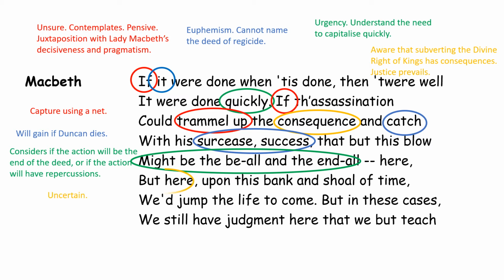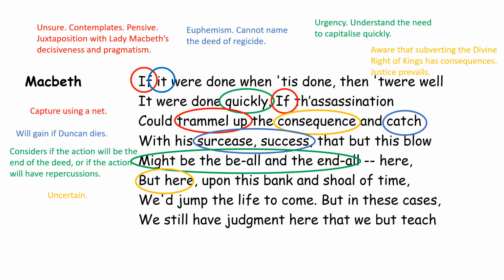And then he says, "but here, upon this bank and shoal of time," and this is where, again, he sounds uncertain. Look at the word but. It's used frequently throughout this soliloquy. It shows that he is not sure at all. He's in two minds. He's thinking, I can get away with it. No, I can't get away with it. But I'll escape justice. But justice will eventually come back to haunt me.